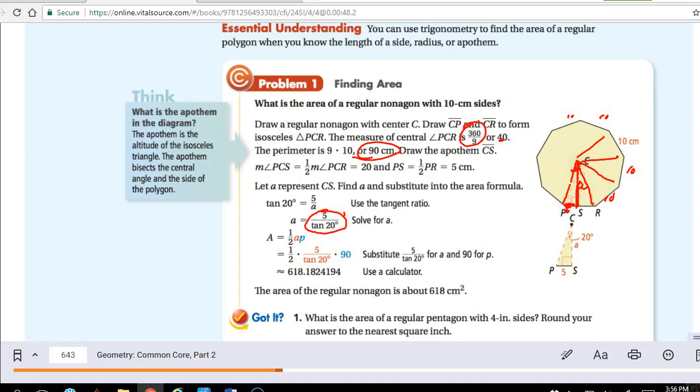Now, if you'll just leave it that way, it'll be much more exact and let your calculator do the work for you. So all I'm doing now is plugging in 1/2 A, which I just found, it's 5 over the tangent of 20, times all the way around, which is the perimeter. The perimeter, which we found out was going to be 90. And when I just use my calculator to multiply all of that together, I end up with approximately 618.18, or just 618 square centimeters. Okay?